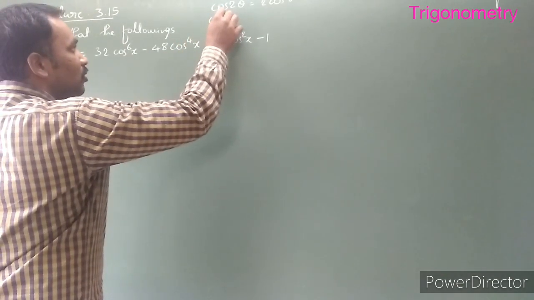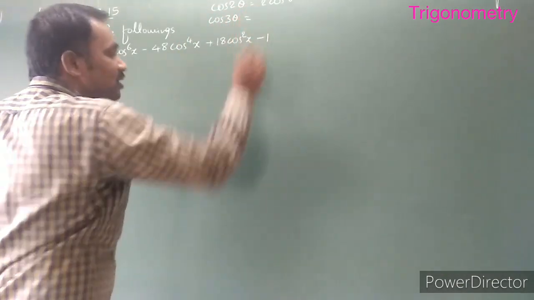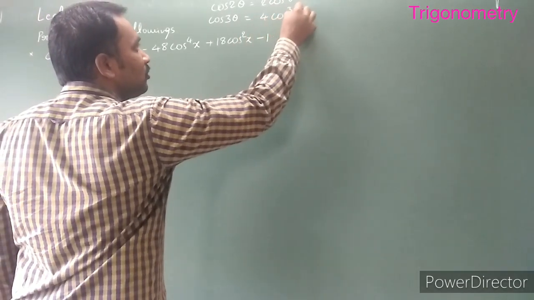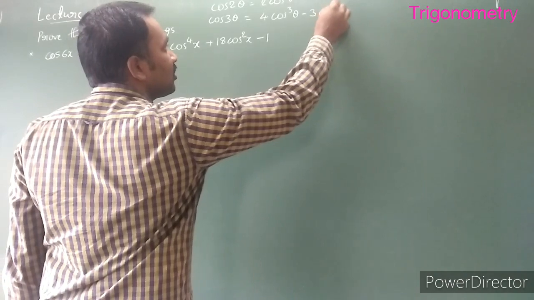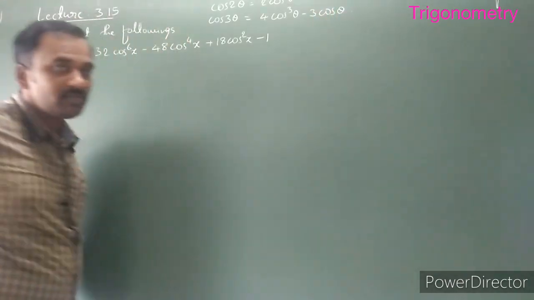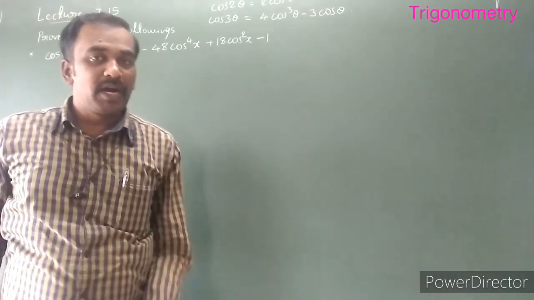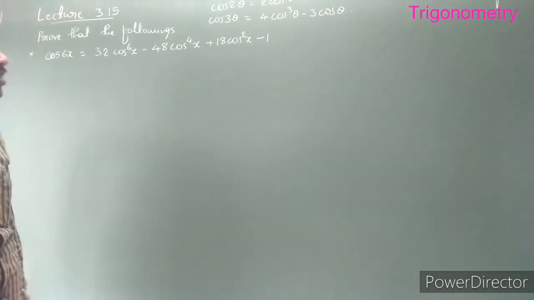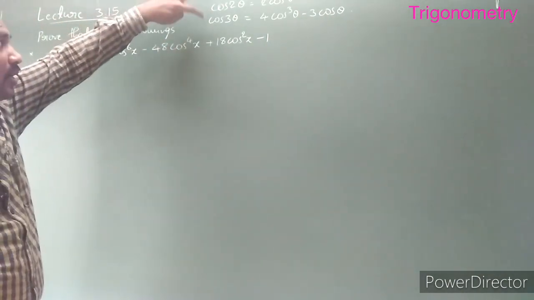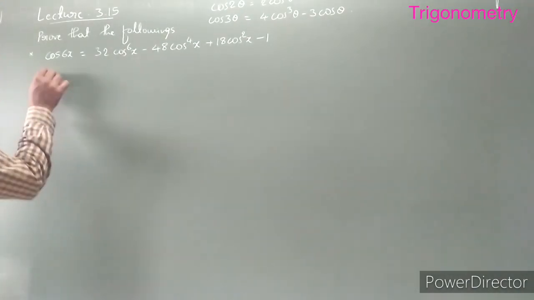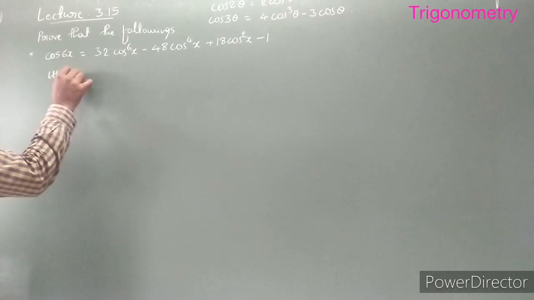Along with that, one more formula is there, cos 3 theta. What is cos 3 theta? That is equal to 4 cos^3 theta minus 3 cos theta. Which one is suitable, the first one or the second one? Here, both are useful, and I am going to use both.